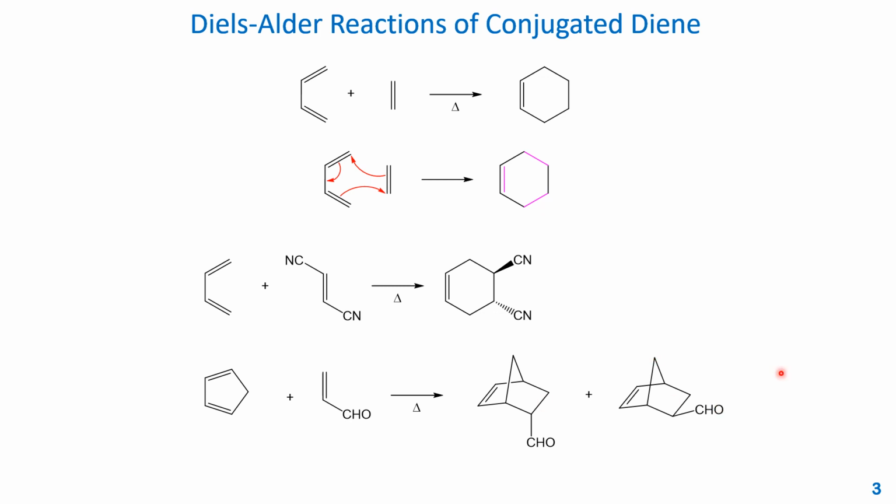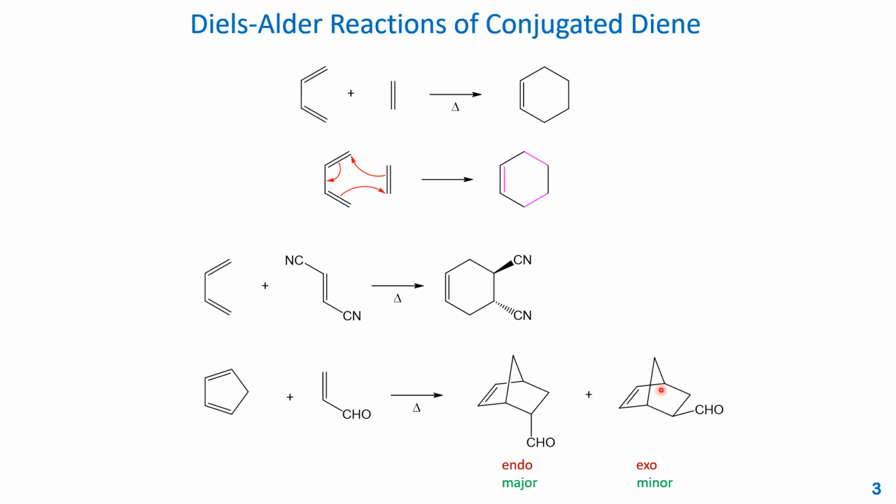And these two different products actually have two different names. The first one here is called the endo product. This product is called the exo product. Usually the endo product is the major product and the exo product is the minor product.